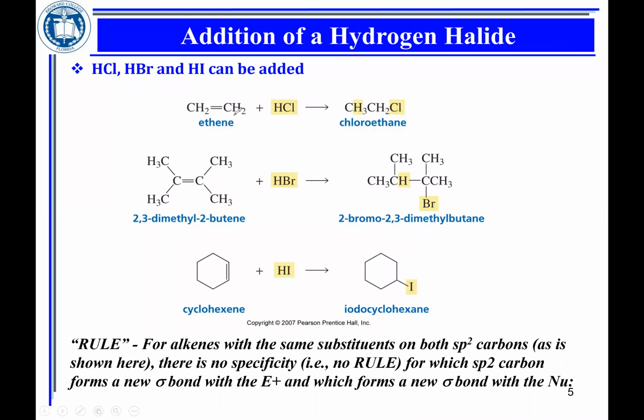Okay, for a symmetrical alkene, it doesn't matter which one takes the chlorine and which one takes the hydrogen. It really doesn't matter. What about this one? Which one would take the hydrogen? Which one would take the bromine?